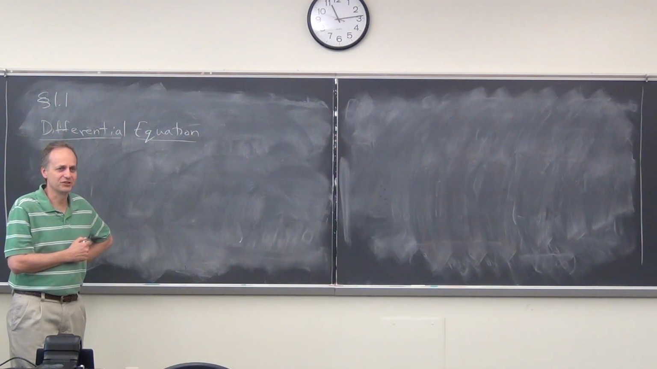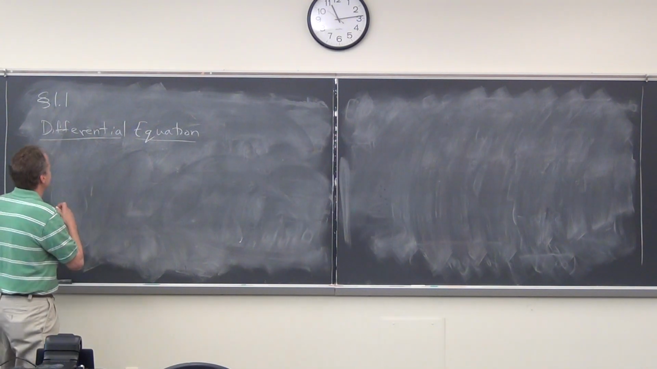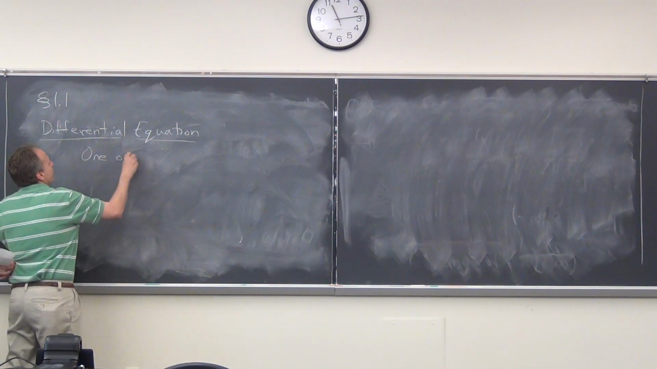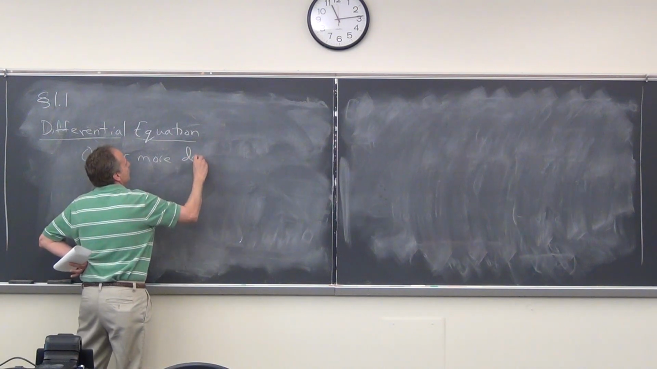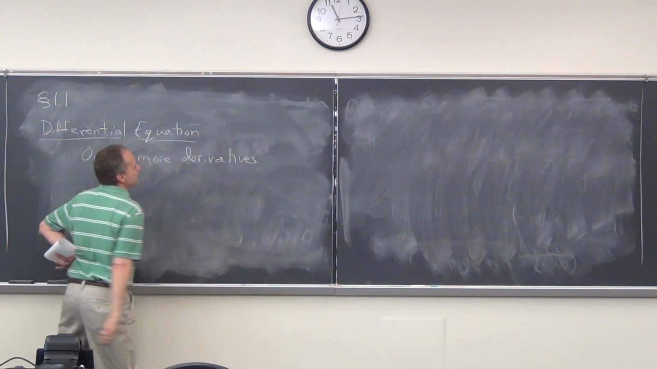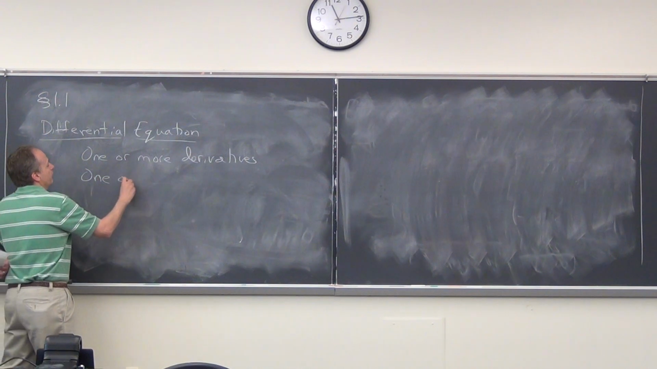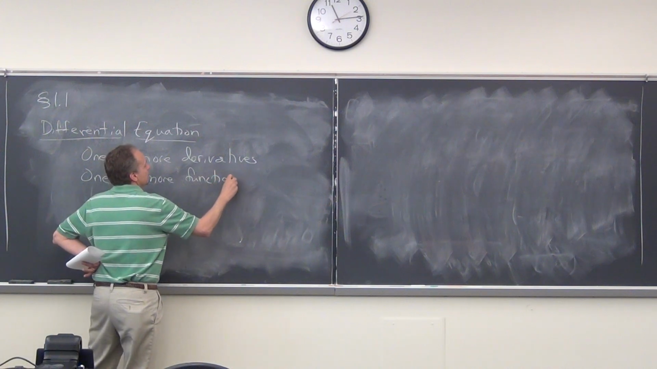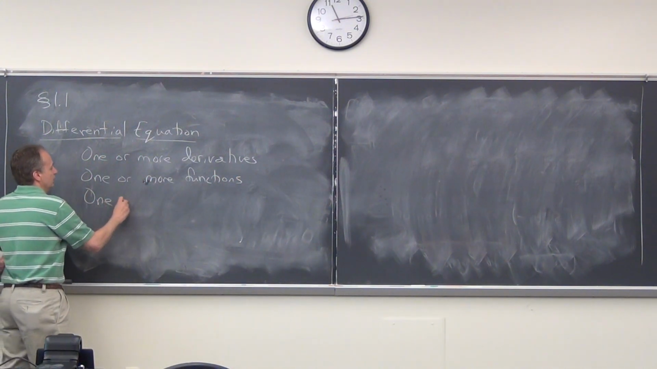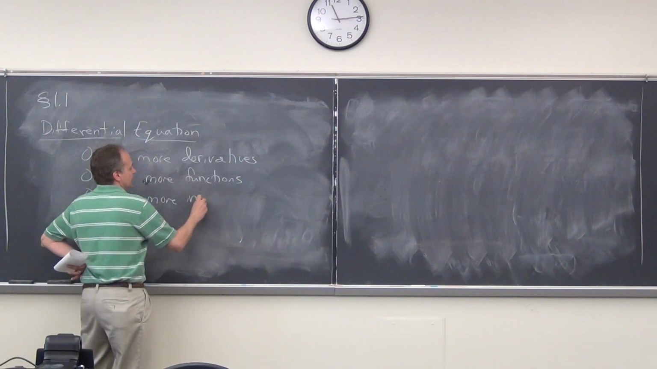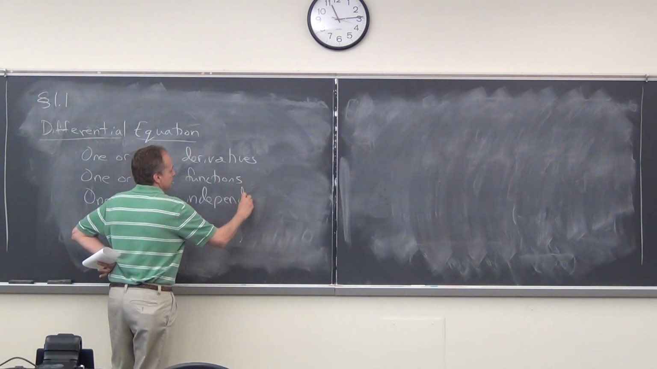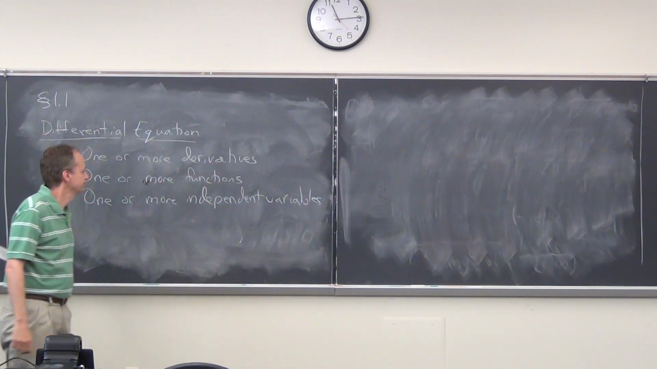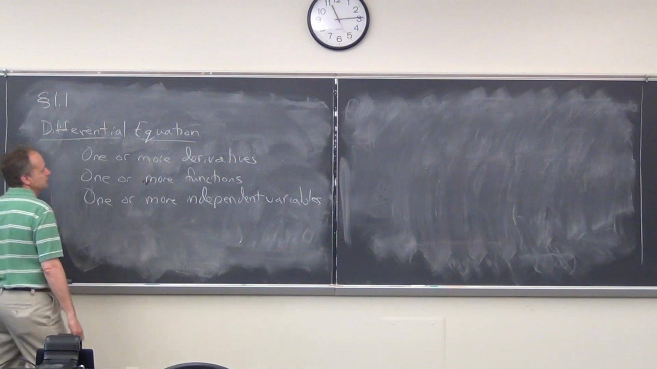And this definition, by the way, you'll find in your text, so I don't know, should I write it all out? I'll write out a few key things. So it's an equation involving one or more derivatives of one or more functions involving one or more independent variables. I'll write some examples.